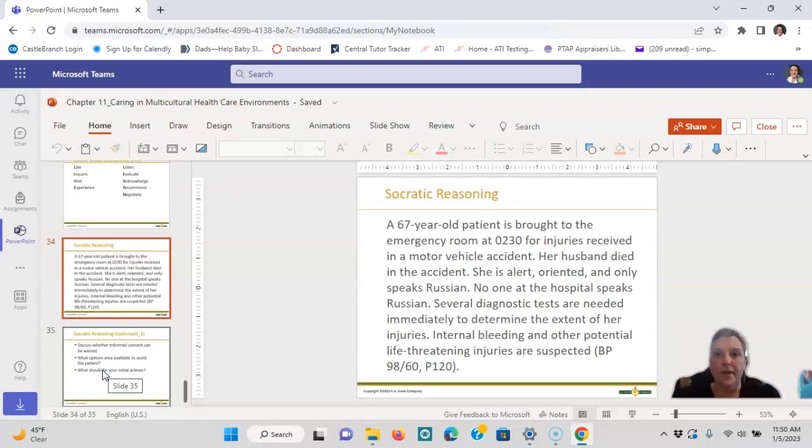A 67-year-old patient is brought to the emergency room at 0230 for injuries received in a motor vehicle accident. Her husband died in the accident. She's alert, oriented, and only speaks Russian. No one at the hospital speaks Russian. Several diagnostic tests are needed immediately to determine the extent of her injuries. Internal bleeding and other potential life-threatening injuries are suspected. Her blood pressure is 98/60 and her pulse is 120. What would you do?